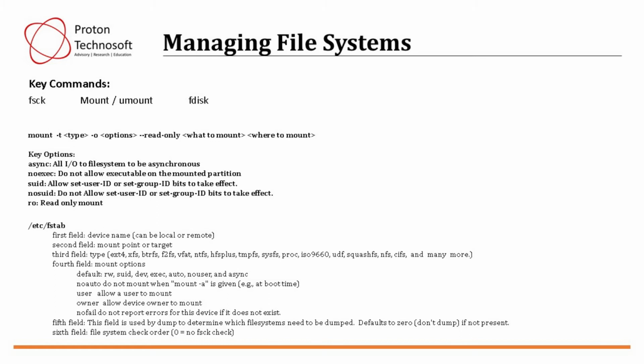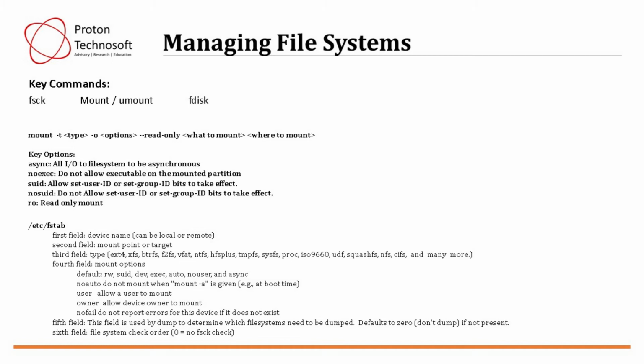So for instance, if you want to mount a specific file system type, you can specify that with the -t option. If you have to specify certain options, you can specify them in a comma separated list with the -o option on the mount command. And if you want to mount it as read only, you can supply that as an option as well. And then what to mount and where to mount. Now, what to mount is a device file and where to mount is a mount point.